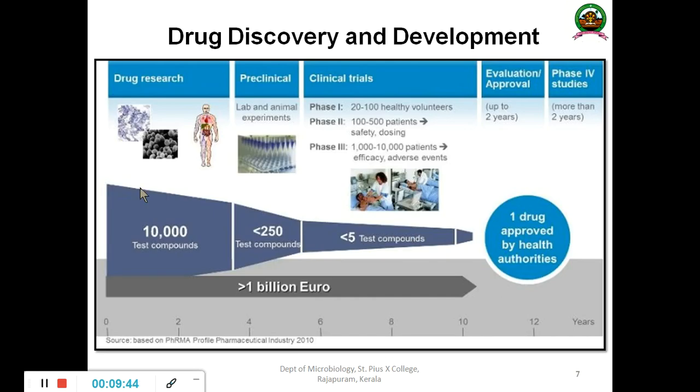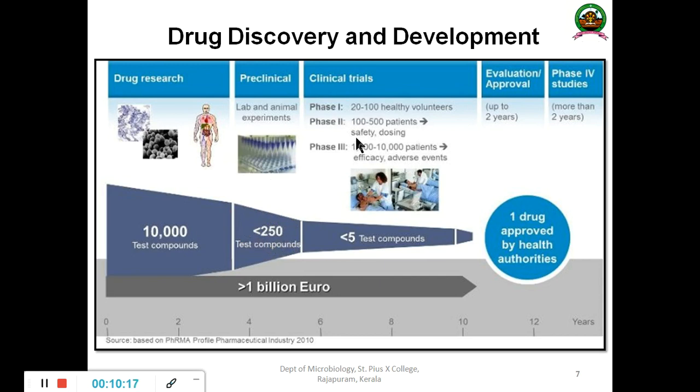Now, as I said, here you can see the drug discovery scenario. This is the drug research area. Initially there are 10,000 compounds for testing in preclinical lab and animal experiments. Many molecules will be screened, and those that qualify on certain drug-like properties, pharmacokinetic features and toxicity features, finally only a few molecules will come into the later stage.